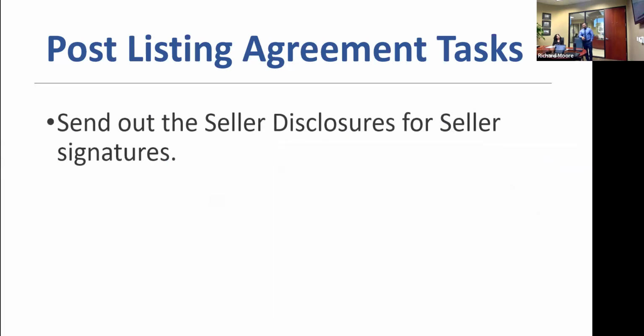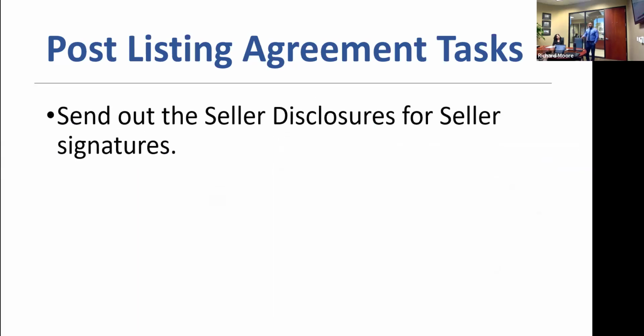Next, send out the seller's disclosures for the seller's signatures. You want to have all this done, and the reason I said to do your agent visual inspection disclosure is because you're going to send this along with the seller's disclosures to the sellers so they can sign it. Since they're signing everything else, they can also sign your agent visual inspection disclosure.